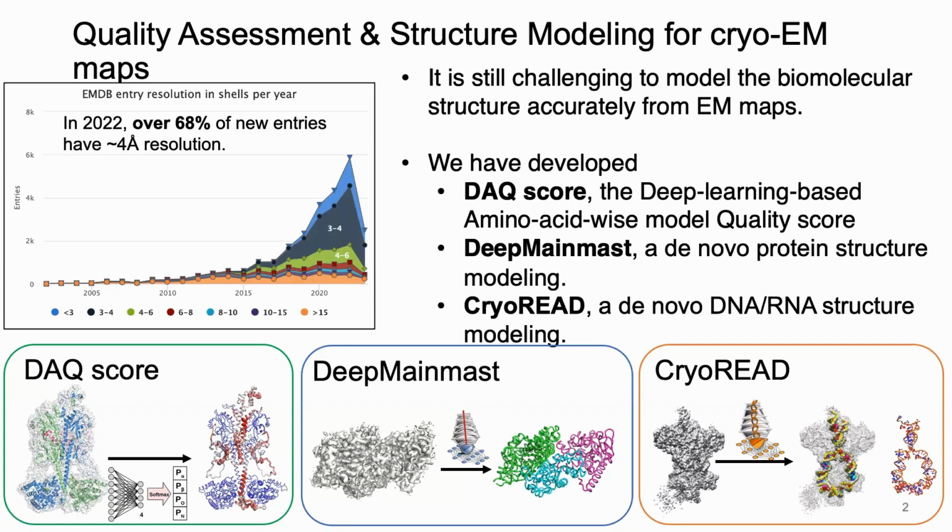In that case, we developed the DAQ score to evaluate the accuracy of the atomic model. We also built DeepMainmast, a deep learning-based de novo modeling method, so from the cryo-EM map we can build an atomic model. We also recently published a paper on building RNA and DNA structures from EM maps, which was presented last week. Today I will show the DAQ score and DeepMainmast.